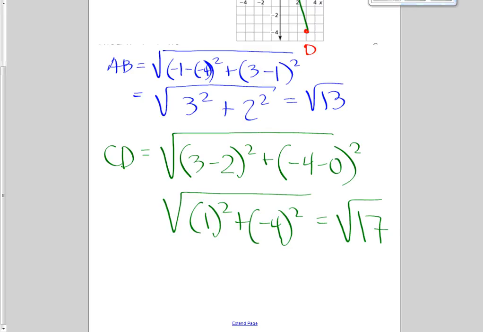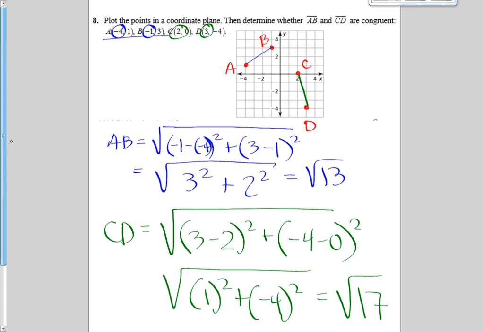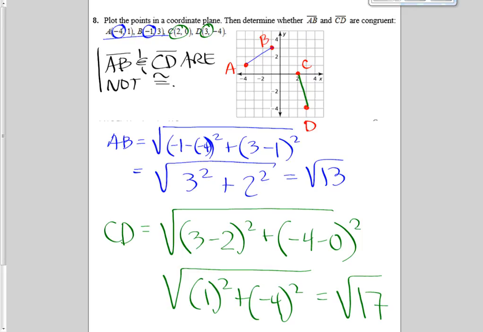Are they the same? Radical 13 is not the same as radical 17. So we would have to make that statement somewhere that AB and CD are not equal. Just to make sure that we answer the question correctly.